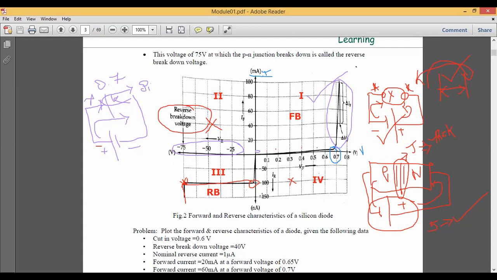So please remember, under the forward bias we work under quadrant number 1, and under the reverse bias we work under quadrant number 3. So this is how the PN junction VI characteristics will work.